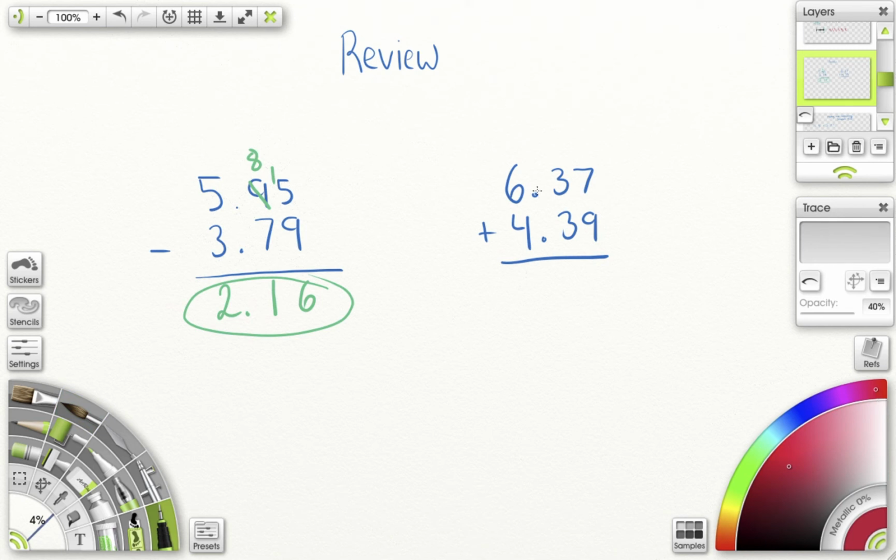Now for adding, same thing. We have to make sure our decimals are lined up, and I put a decimal down there ahead of time so it's already there for me. And now I just add as normal. So 7 plus 9 is 16. So I put my 1 up there. 1 plus 3, that's 6. Plus 1 is 7. Things that are to the right stay to the right. Now I'm doing my left side. 6 plus 4 equals 10. So we have $10.76, or 10.76. And there we are.